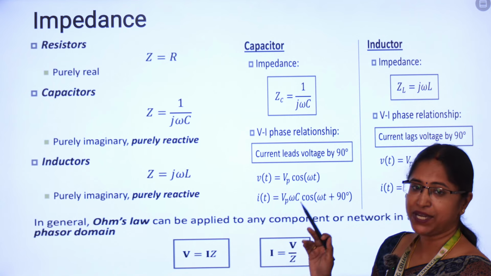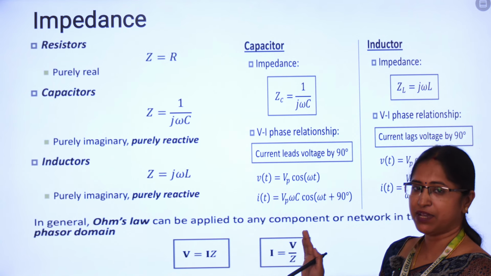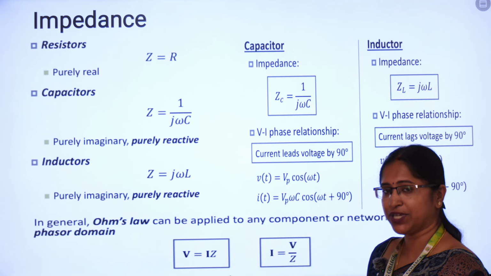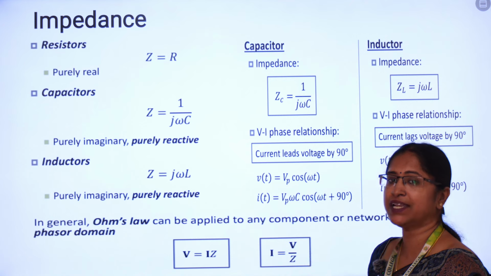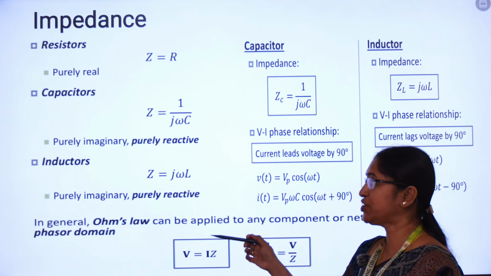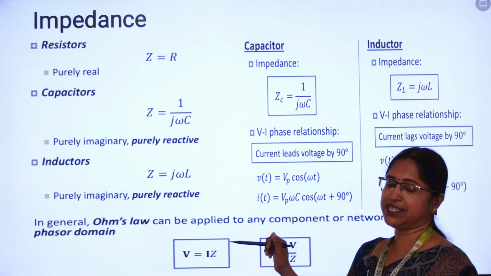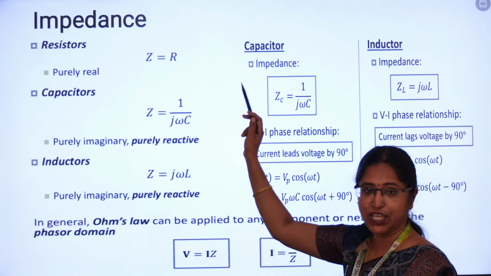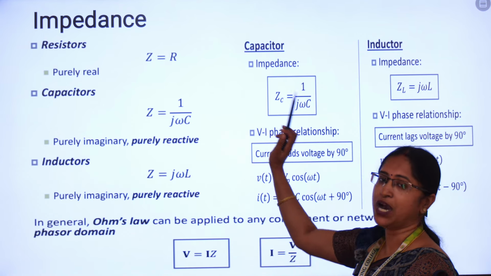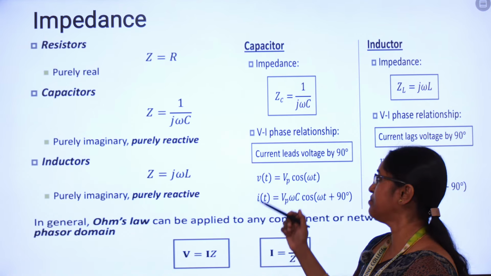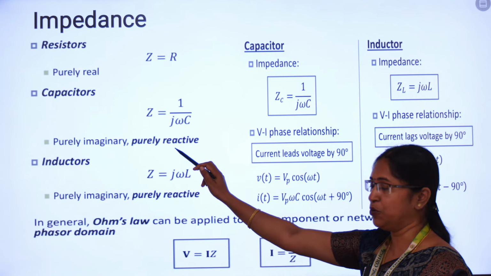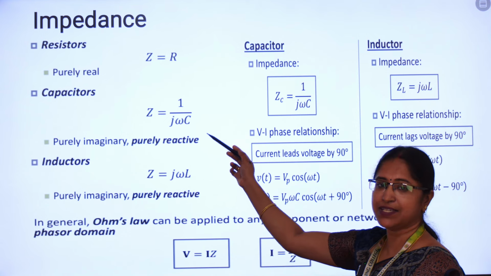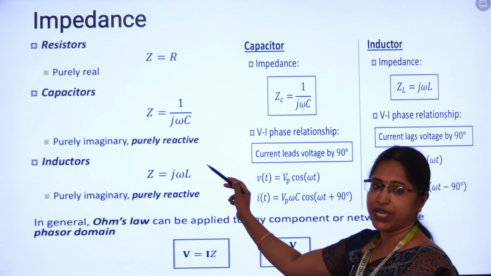Now, impedance generally consists of three components, three parameters: resistance, inductance, and capacitance. So your AC circuit can have only resistors, or only inductance, or only capacitance, or a combination of any of these components. It can have all three also. If you take a circuit which has only resistance, then your impedance is equal to R alone, because you don't have any imaginary part. When you have a capacitor alone, you won't have a real part at all, because you don't have resistance, and your capacitive impedance is given by 1 by j omega C.